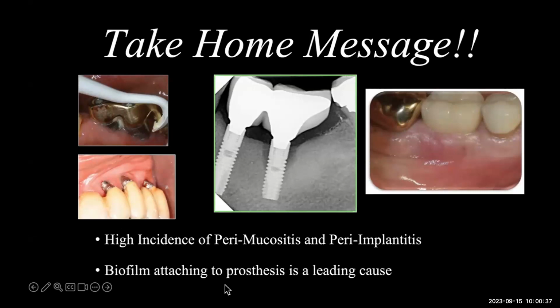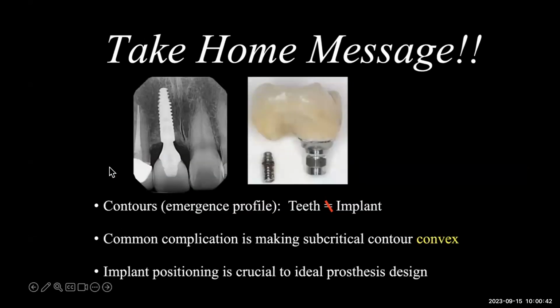Biofilm is the leading cause, and the reason is it attaches to the prosthesis. The contour, the design of the prosthesis is very important. You cannot simulate a natural tooth in an implant. They are different entities, so you cannot use the same emergence profile. I talked about a subcritical and a critical contour. The subcritical should be concave. It should not be convex.